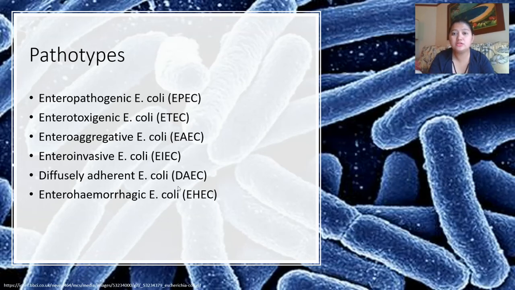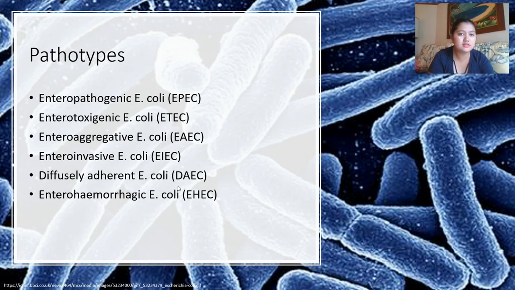So one of the cool things about E. coli is that there's actually six different pathotypes. So pathotypes just means that there's six different ways that this same strain of bacteria can infect the host. So what that means is that there's different modes of infection. Usually E. coli is a commensal bacteria, commensal meaning that it doesn't hurt or help a particular organism.